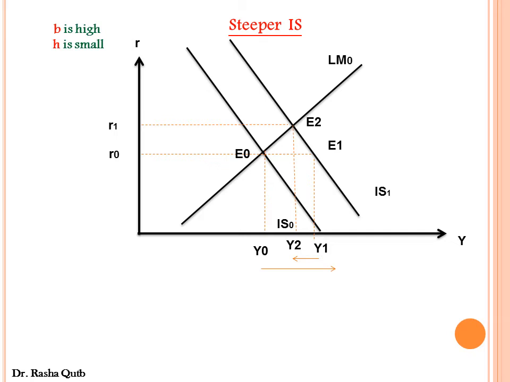So when the marginal propensity to consume is high and when the investment is less sensitive to interest rate, we have less crowding out effect, thereby the fiscal policy is more effective. So when the IS curve is relatively steeper than before, the fiscal policy is more effective.